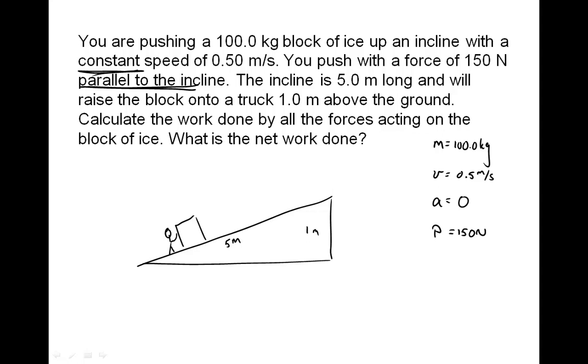And we're asked to calculate the work done by all of the forces. Well, if we're going to do that, we need to know what all the forces are. So we'll draw a force diagram. So I have a gravitational force due to the Earth acting on the block of ice. I have a normal force due to the ramp acting on the block of ice. I have a normal force due to me acting on the block of ice. And I've got a frictional force due to the ramp acting on the block of ice.